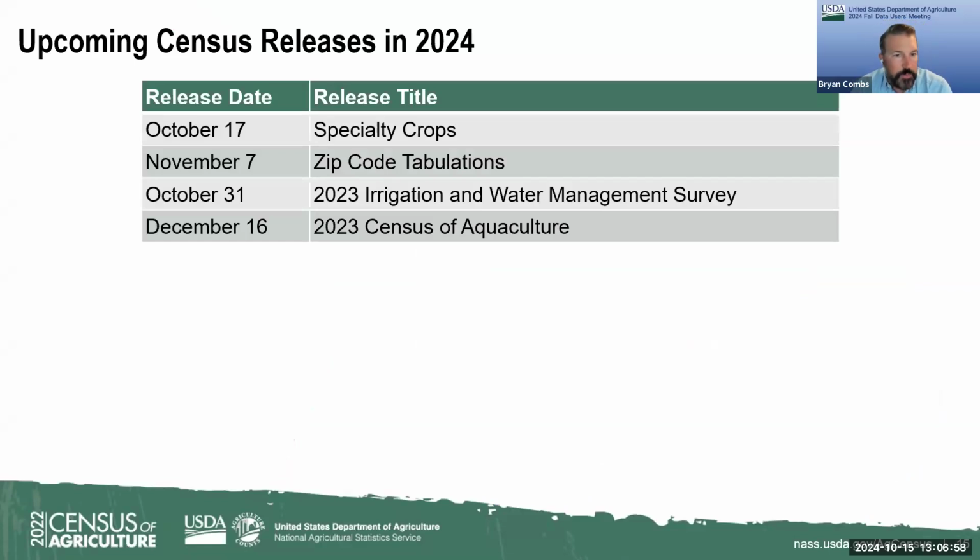Before I turn it over for the quick stats demo, I would like to share that NASS will be releasing many additional products from the 2022 Census of Agriculture. In late October, the Irrigation and Water Management Survey, followed by the Census of Aquaculture in December.